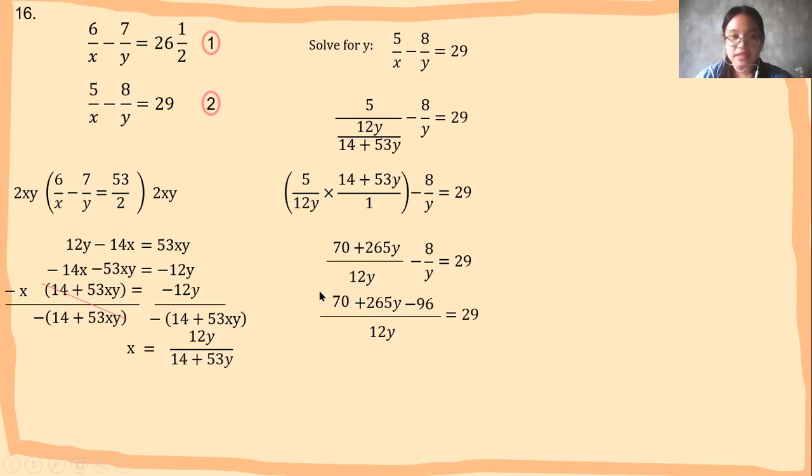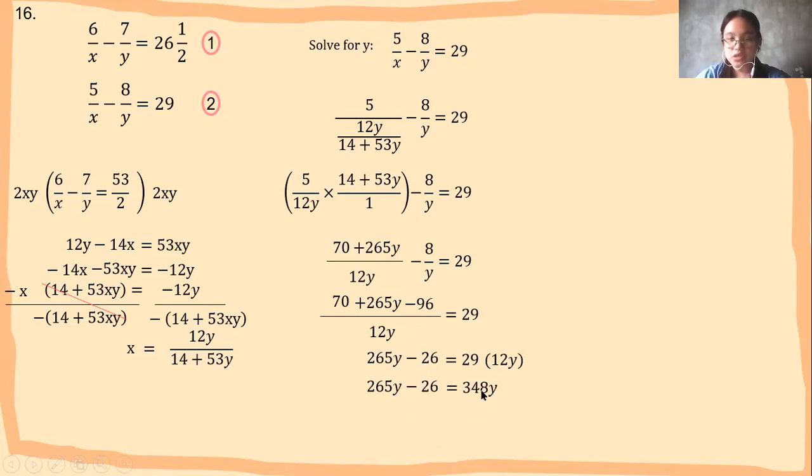Then add the 70 and the negative 96. We will combine the like terms. So we have 265y minus 26 over 12y is equal to 29. So this is still over 12y, but the 12y we will multiply to the other side, which is the 29. So 29 times 12y. So 265y minus 26 is equal to 348y.